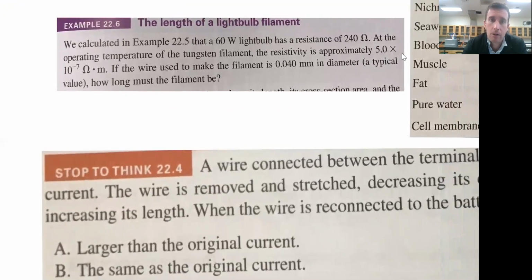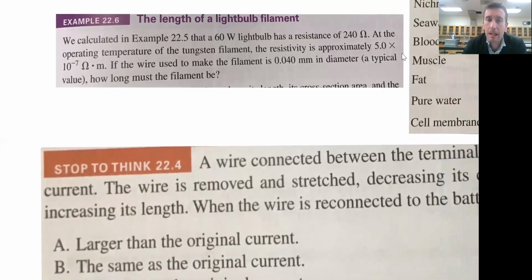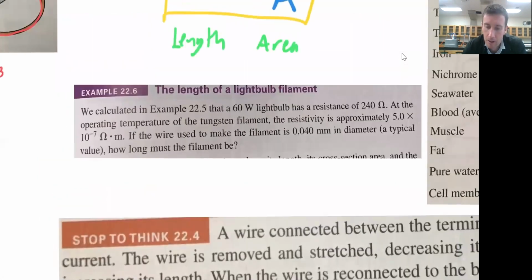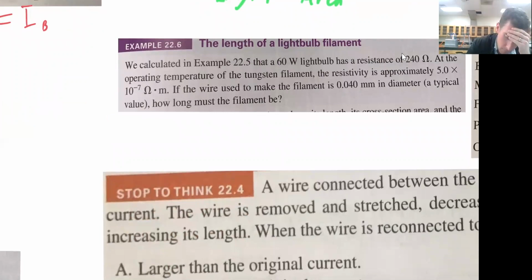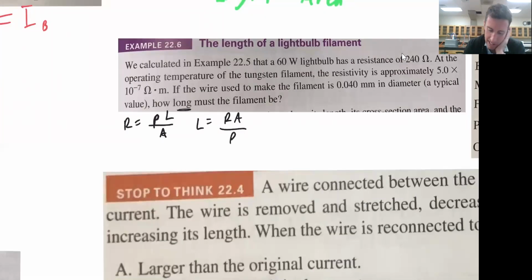If the wire used to make the filament is 0.04 millimeters in diameter, very, very thin, how long must the filament be? I have the resistance, so I'm going to use the equation: resistance equals resistivity times L over the cross-sectional area. I need to solve for L, so L equals R A over the resistivity.